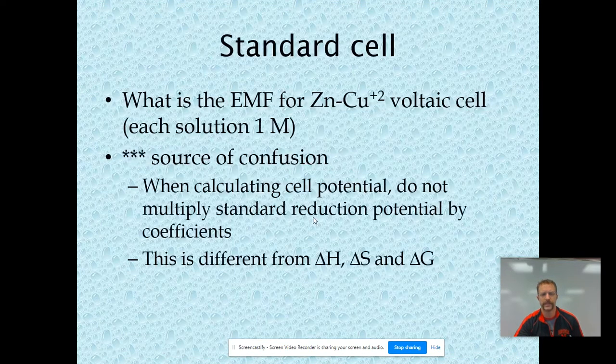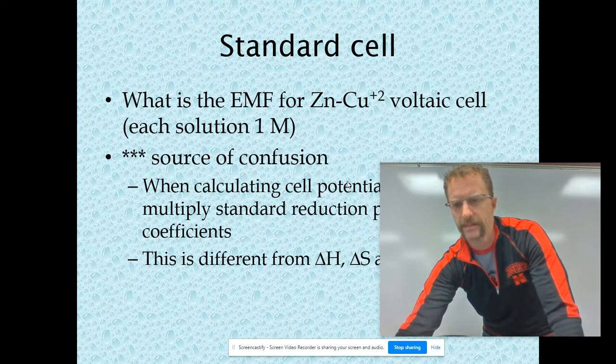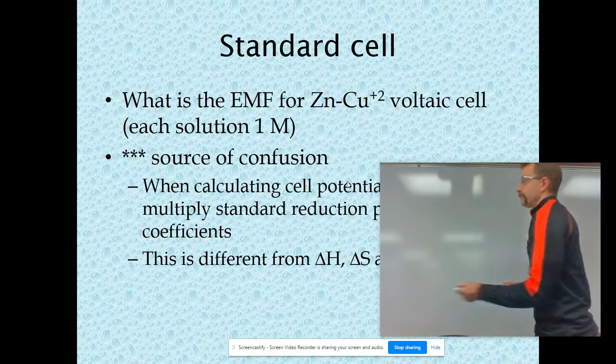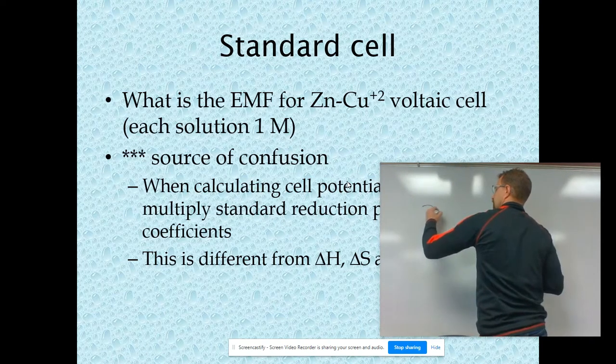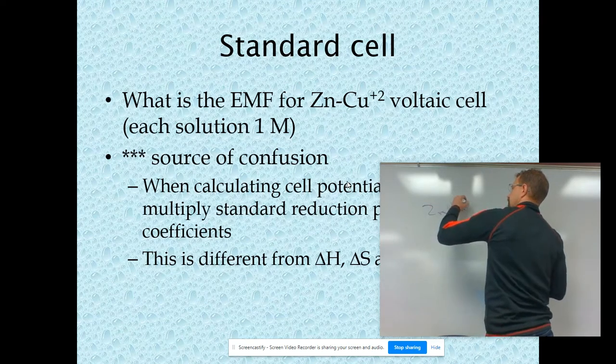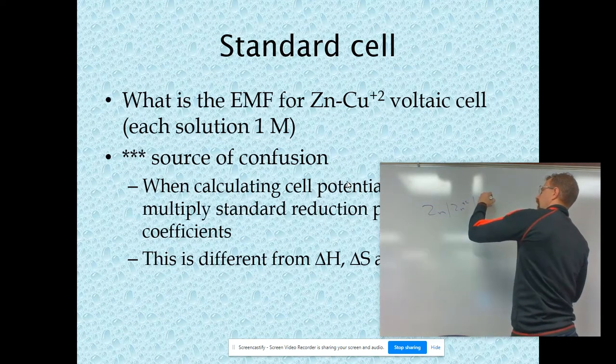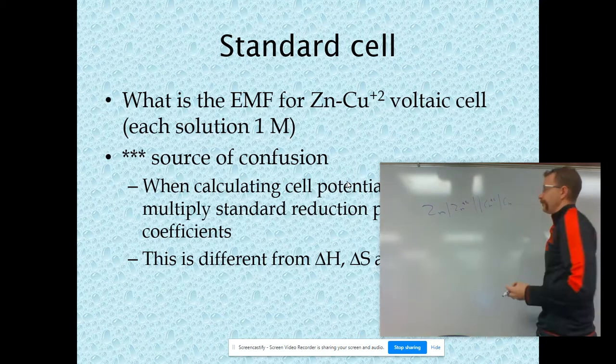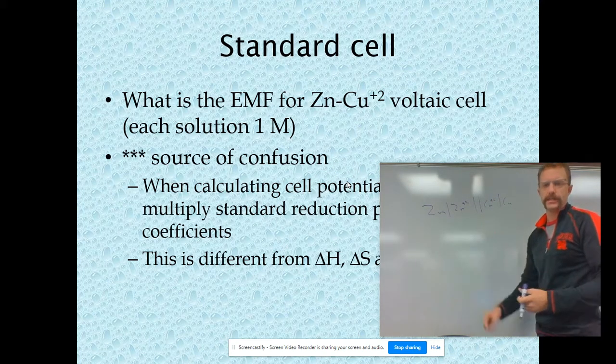Yeah, concentration effects. So let's say we've got a standard zinc copper cell. So we have zinc to zinc plus 2, salt bridge, copper plus 2 to copper, right? That would be our line notation.